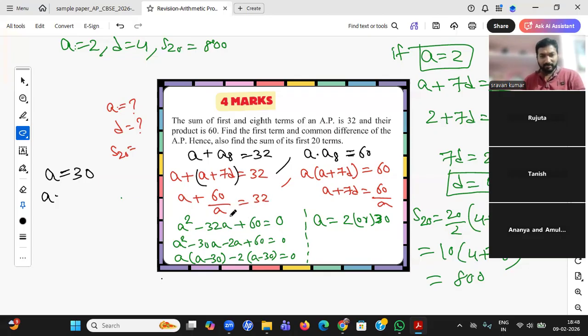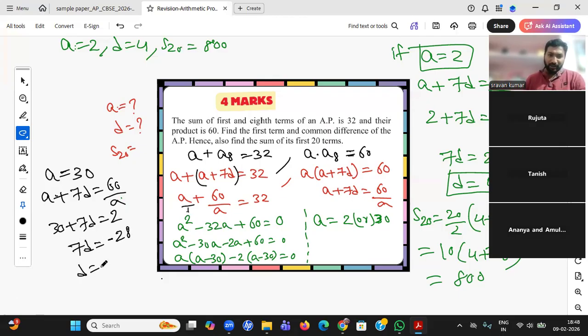After that, are you doing LCM or? Obviously LCM. 1 and a, LCM is a. But a will go here afterwards. So 32a, 32 will come here. That minus 32. Okay, I think I messed up there. Okay, a equal to 30. So a plus 70d equal to 60 by a. 30 plus 70d equal to 2. 70d equal to minus 28. d equal to minus 4.